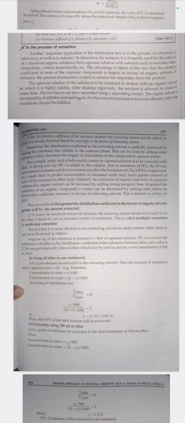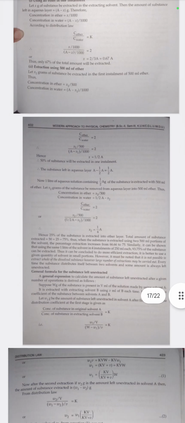Second is extraction using 500 ml of ether. Let x1 grams of substance be extracted in the first installment of 500 ml ether. Thus, concentration in ether is x1 by 500, and concentration in water is A minus x1 by 1000. C ether by C water is equal to 2, so x1 by 500 upon A minus x1 by 1000 is equal to 2. Hence, x1 is equal to 1 by 2 A. 50% of the substance will be extracted in one installment. The substance left in the aqueous layer is A minus 1 by 2 A, which is equal to 1 by 2 A.